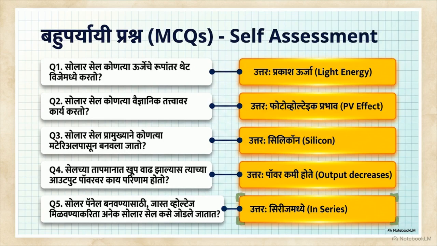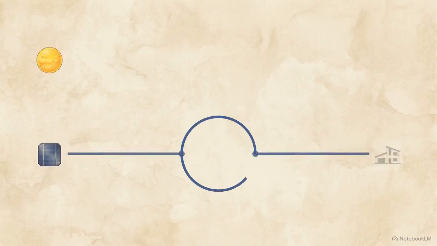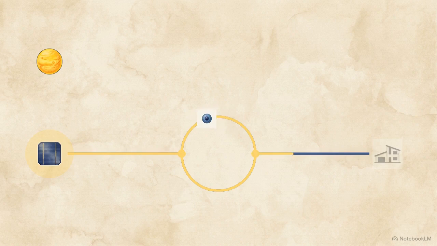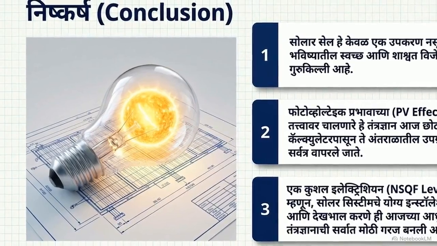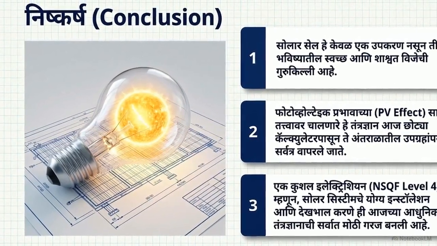The shift toward renewable energy is accelerating rapidly. By understanding exactly how a single solar cell absorbs light, separates electrons, and routes power through a controlled grid, you now have the foundational knowledge required to install, maintain, and troubleshoot the modern energy landscape.